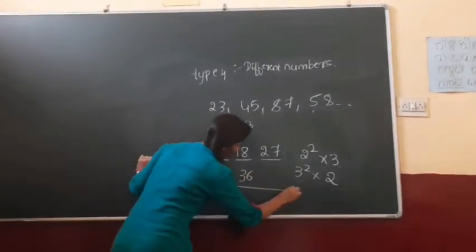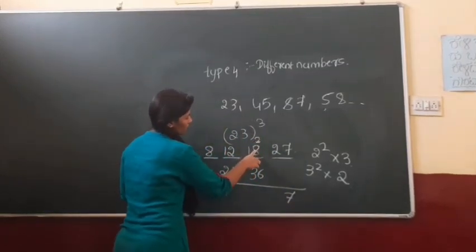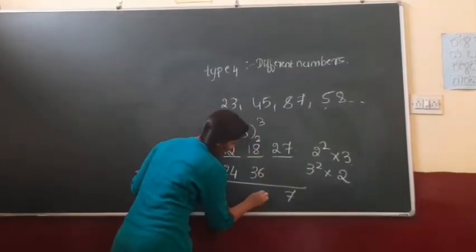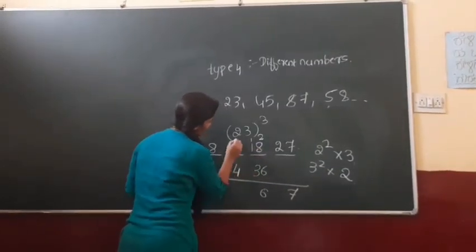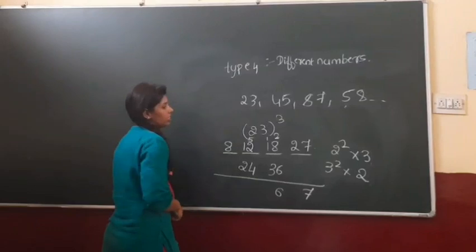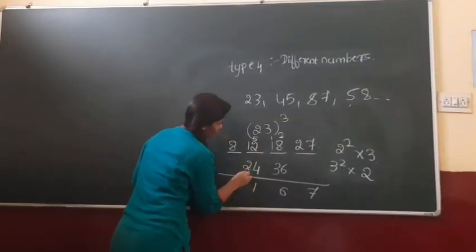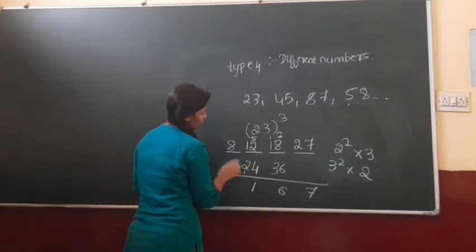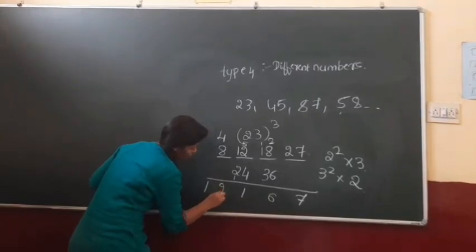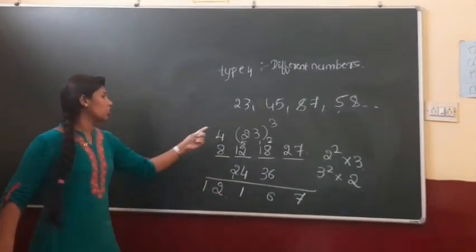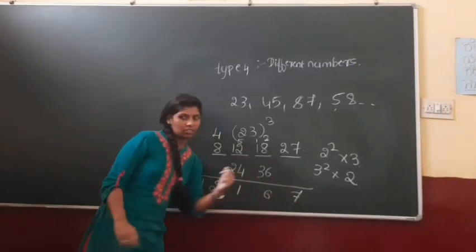Then we need to add it. 7, 2 will be shifted here. 2 plus 8 is 10, 10 plus 1 is 16, 1 plus 2, 1 plus 1 is 2, 2 plus 3 is 5. 5 will be shifted this side. 5 plus 2 is 7, 7 plus 4 is 11, 1 plus 2 is 3, 3 plus 1 is 4. 4 will be shifted this side. 8 plus 4 is 12, 1. Hence 23 cube is nothing but 12167.